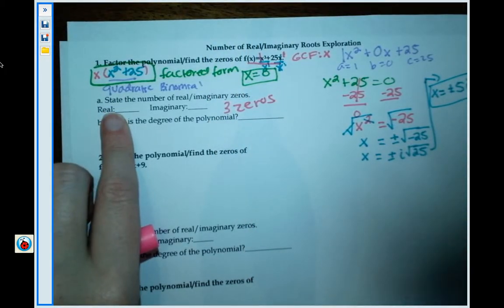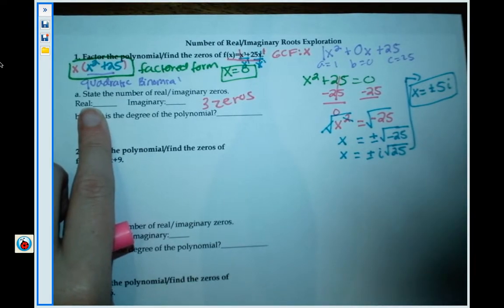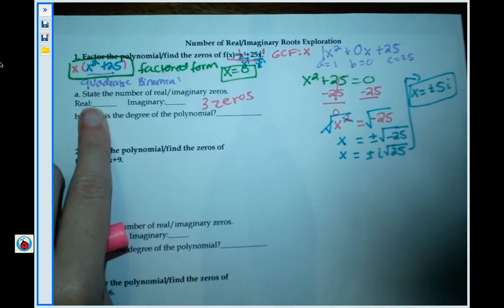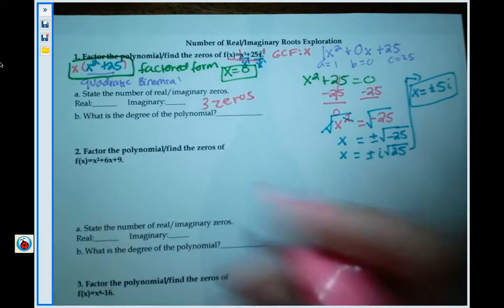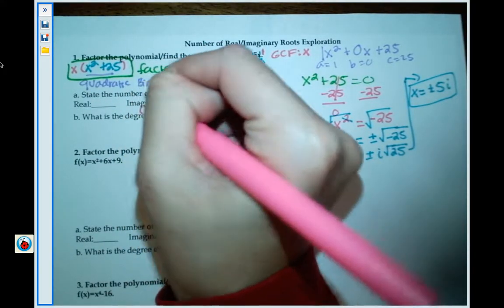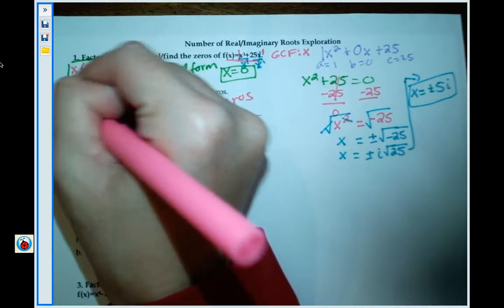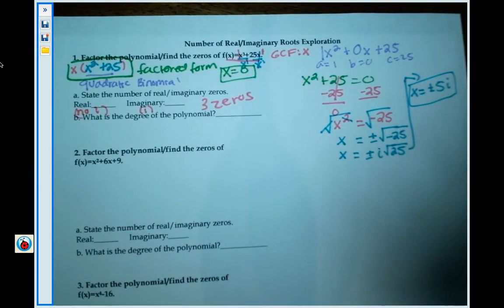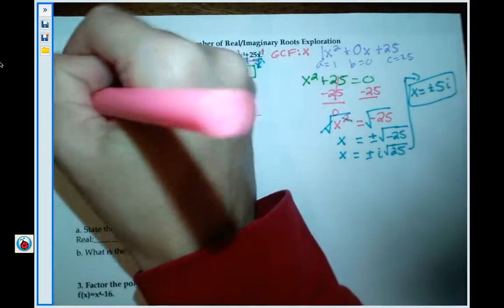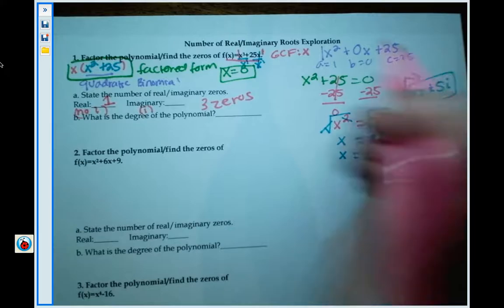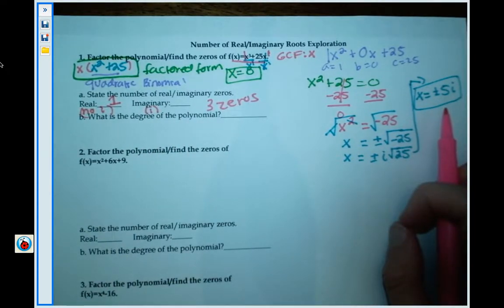How many real zeros do we have? Basically, you guys, a real zero doesn't have an i. An imaginary zero has an i. So this one has to have an i in it. This one has no i. So the one without the i is this one. So I have one real zero. And the number of imaginary zeros I have is 2.